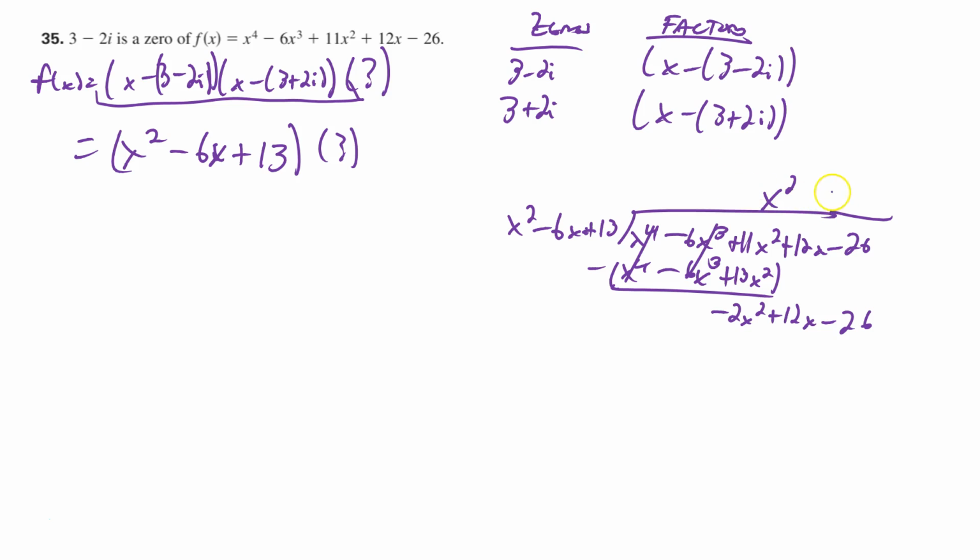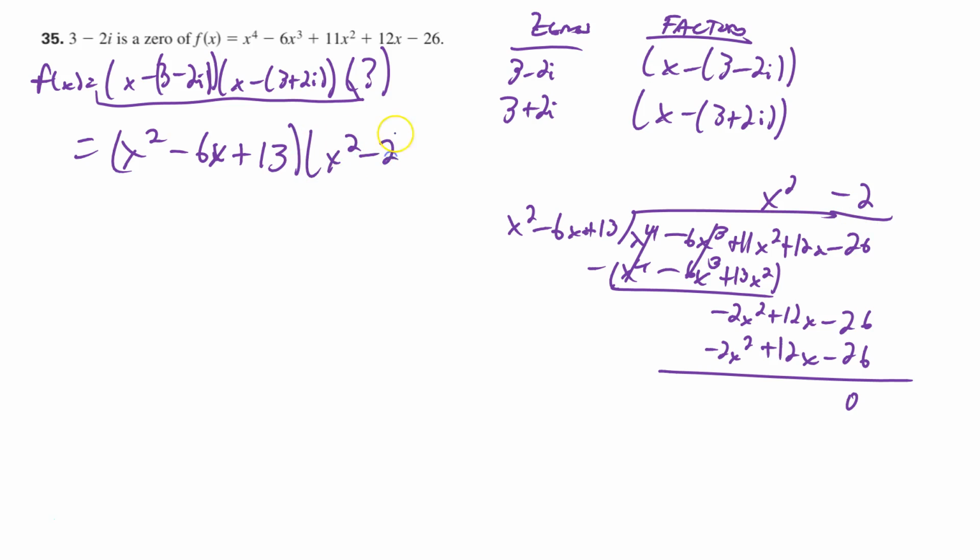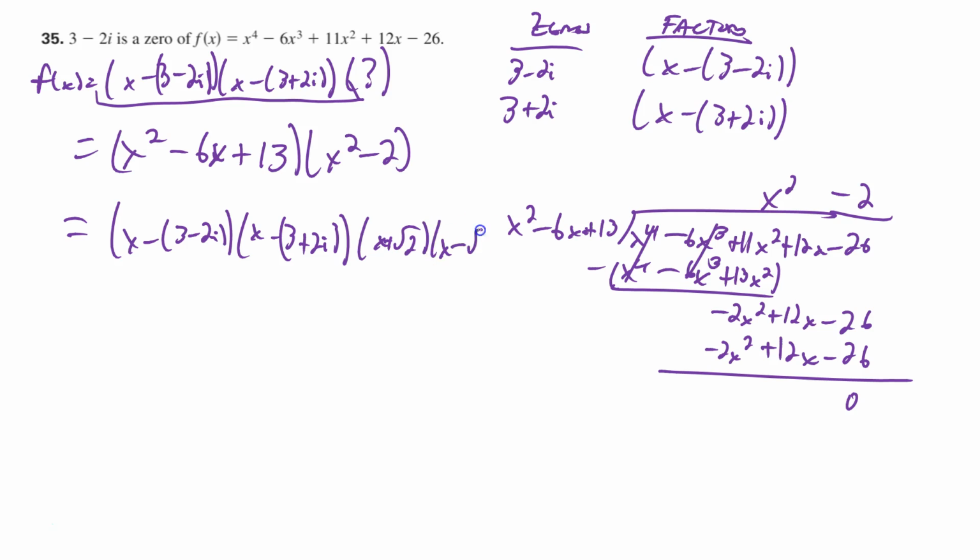So I need a negative 2. Oh, these all end up being nice little kind of difference of squares things. Okay, so multiply down gives us a negative 2x squared plus 12x minus 26. Yay, everything goes away. Okay, so that question mark I now know. That question mark is x squared minus 2. Because when you multiply x squared minus 2 by x squared minus 6x plus 13, you get our quartic. So I can now factor that, right? We know this is x minus 3 minus 2i, because we just expanded it out. X minus 3 plus 2i times x plus root 2, x minus root 2.